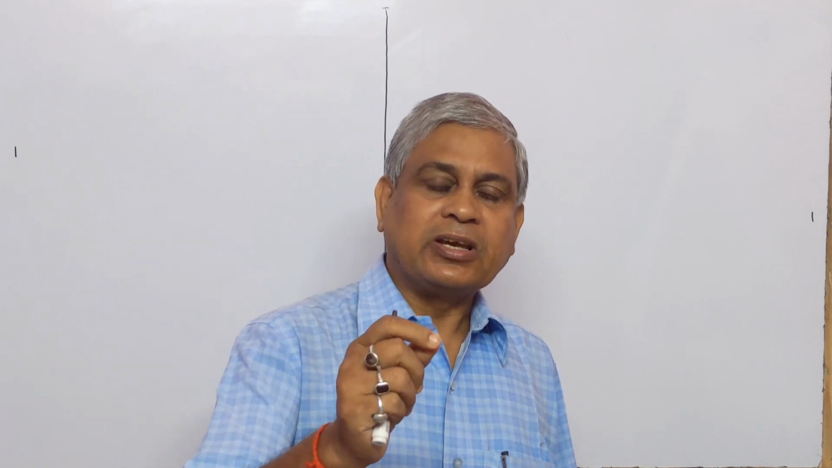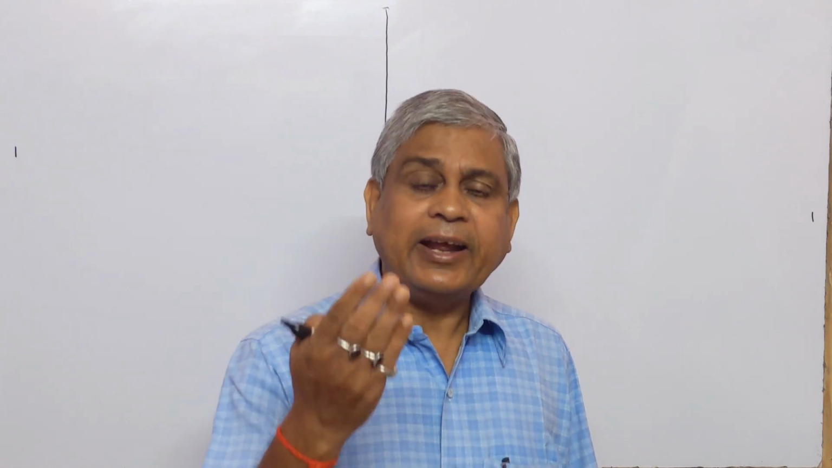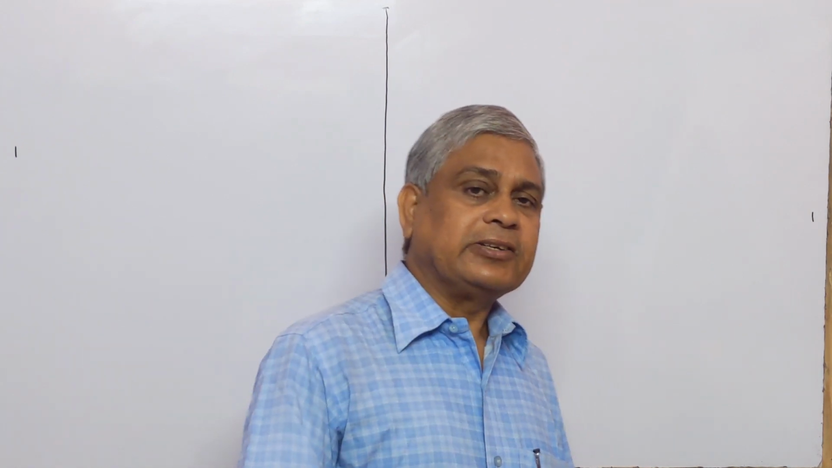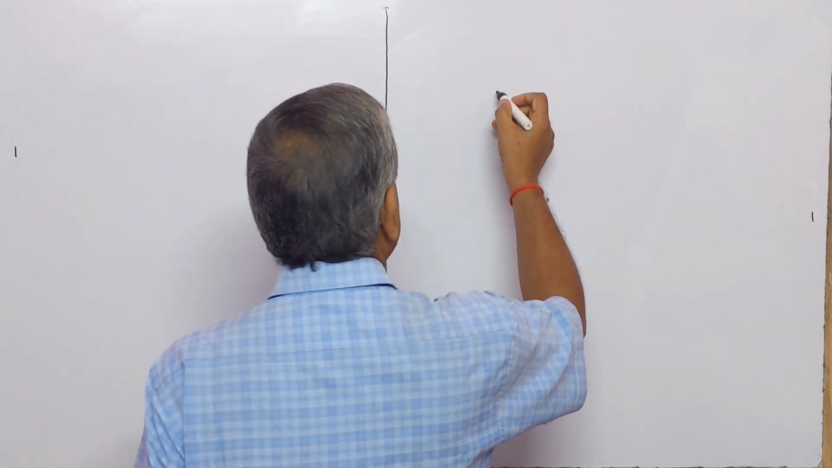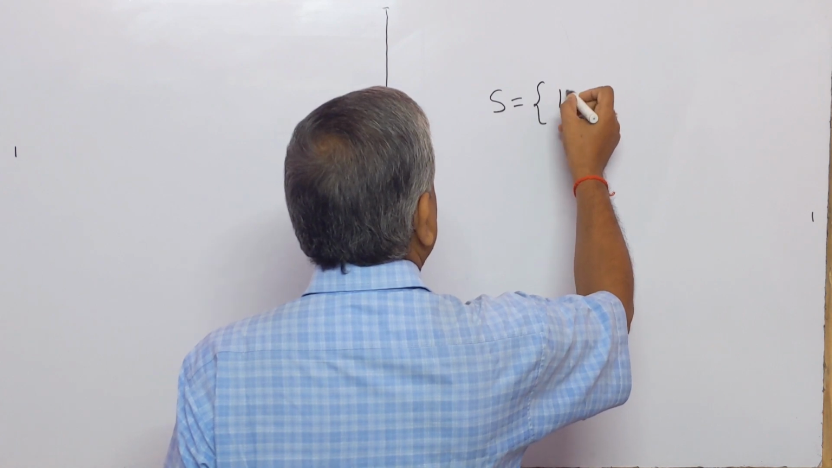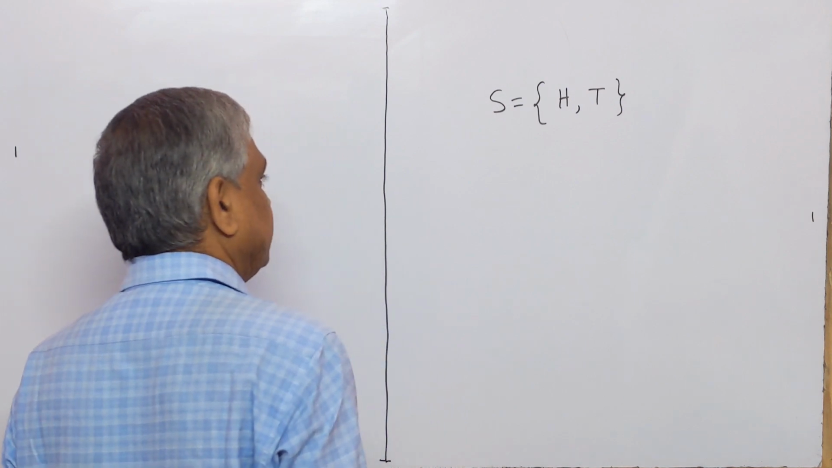We know that a sample space is a set containing all outcomes of the random experiment. Here we get outcomes head and tail. Therefore, for throwing a coin, we get sample space S equal to {head, tail}. These are possible outcomes.